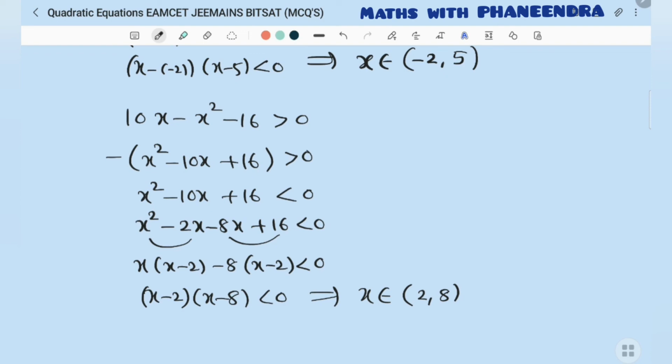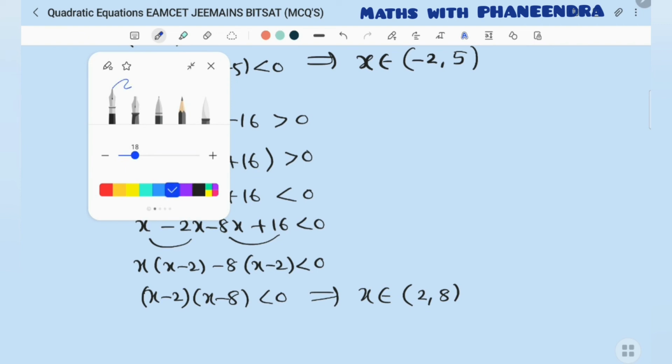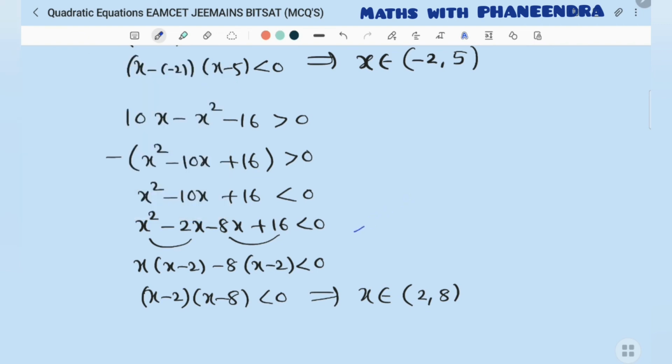So x belongs to minus 2 to 5 open interval. Here I will draw the real number line. Observe carefully, dear students. This is the real number line. This is 0, minus 2, here plus 2, here 5, here 8, and so on to infinity. Here also plus infinity.